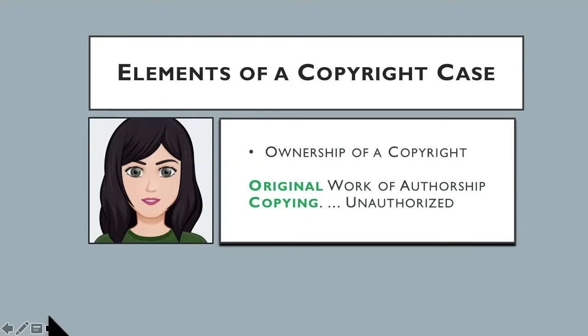The elements of a copyright case are ownership of a copyright. Let's assume that you're the author or you're the publisher and you have the ownership of the copyright. And then very typically the elements of the copyright case are called original and copying. You have an original work of authorship, someone else copied it, there was no permission or license, so it's an unauthorized copying. The basic elements of a copyright case are original and copying.